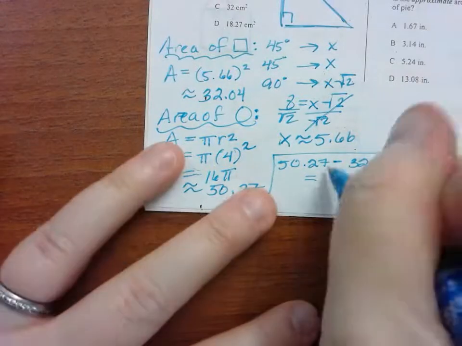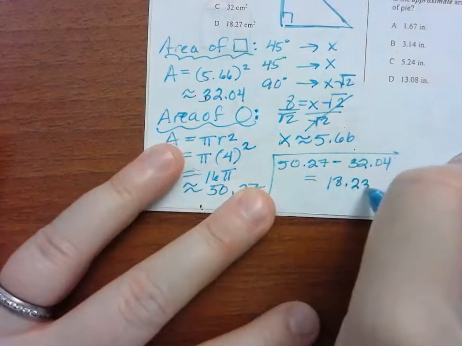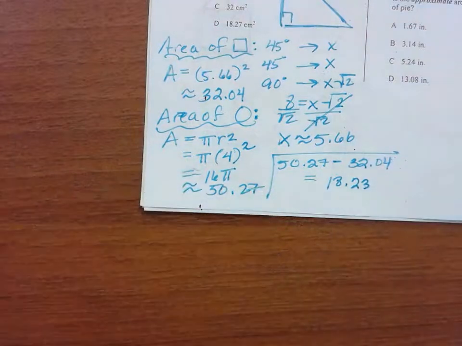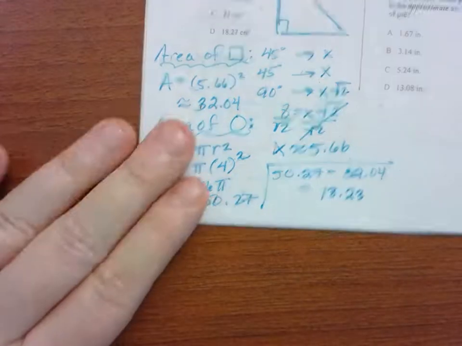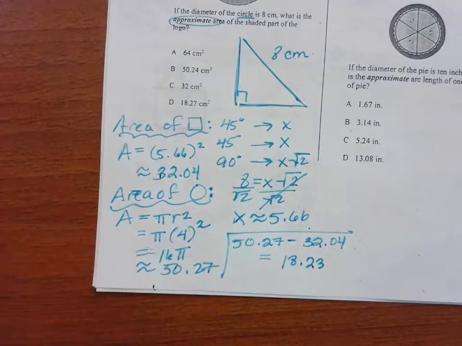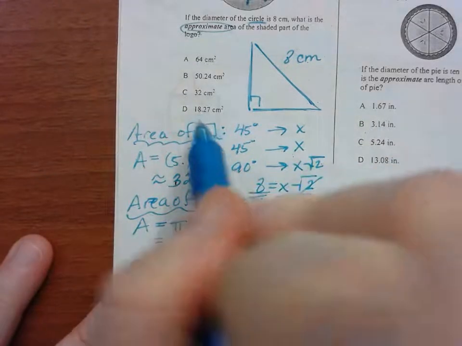18.23. Now remember, we rounded a couple times. We rounded way too early. All right. But can you figure out which one has to be the right answer? It would have to be D.